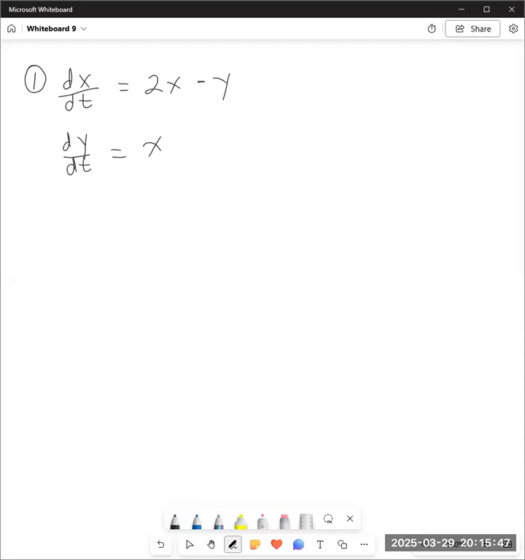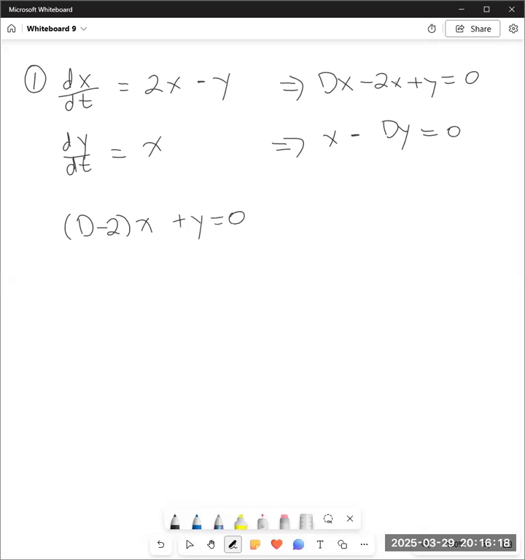So this equation is going to start off as Dx minus 2x plus y equals 0. This equation will start off as x minus Dy equals 0. And then I want to factor the x out. I have the operator D minus 2 on x plus 1y equals 0, and then I have 1x minus Dy equals 0. You see how I have my x's and my y's lined up.